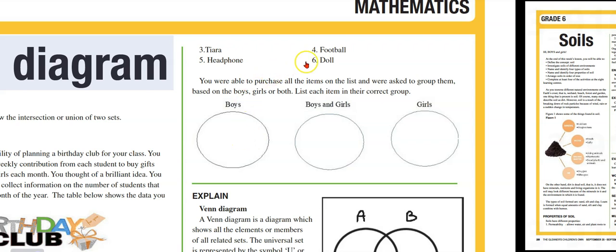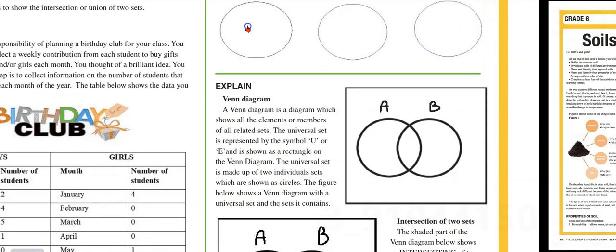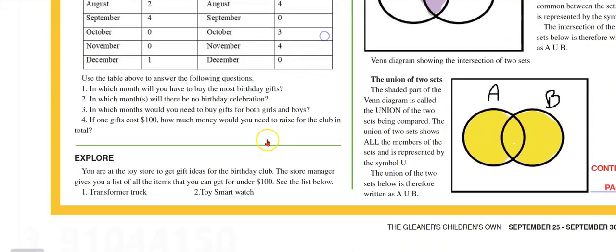Football, they would say boys only. But we know girls that play football in our class right now and score a goal. So that could be for both, right? Headphones, both. But the doll, we'll put it with the girl side. Okay? So what are we doing here? We're taking these items and placing them into groups, right? So that we can make those distinctions.